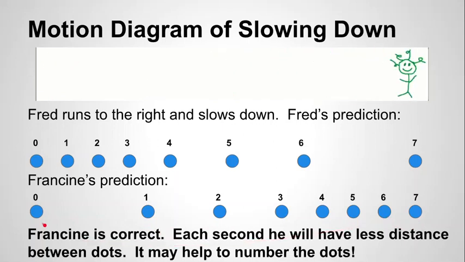So that means he has a greater velocity at the beginning, and then less velocity, getting smaller and smaller at the end. Fred's prediction was incorrect because at the beginning he's traveling a short distance each second, and then he's getting faster. He's traveling a greater distance each second at the end. So the correct motion diagram of Fred slowing down is Francine's prediction. And it does help to number the dots.